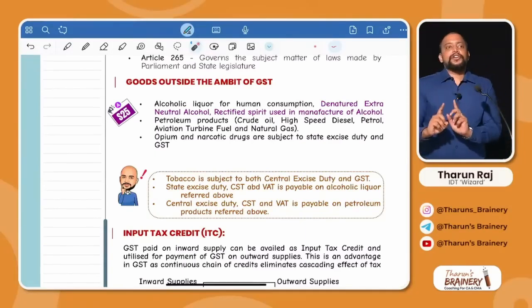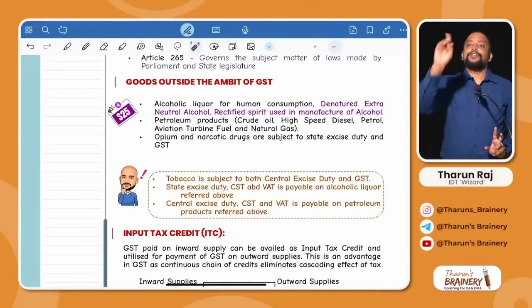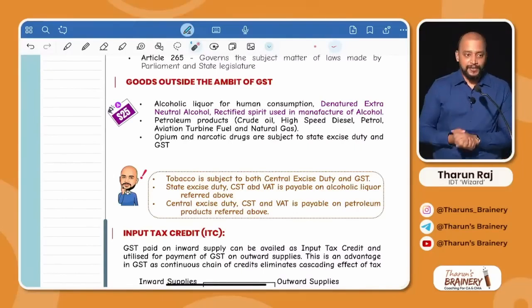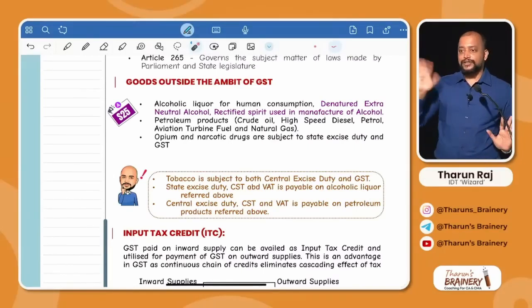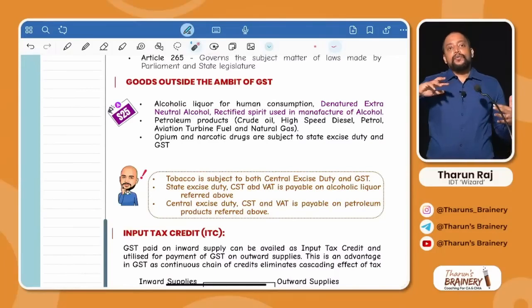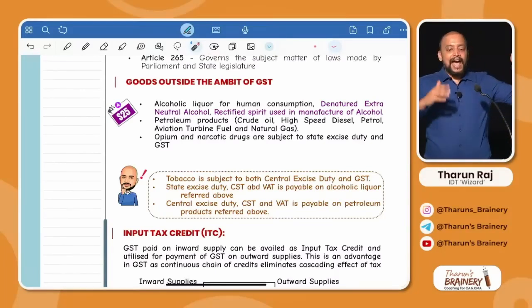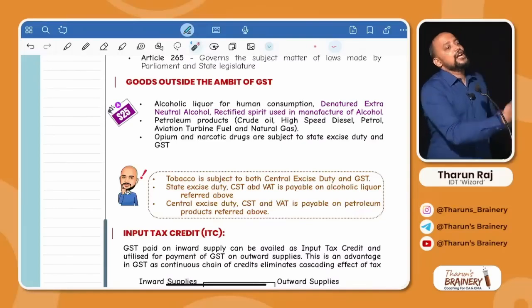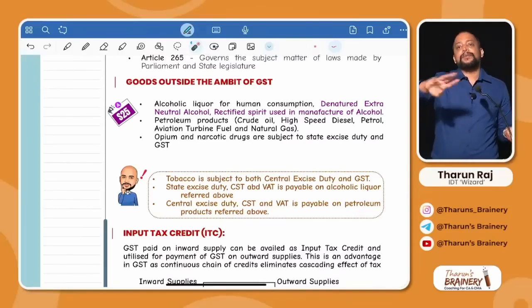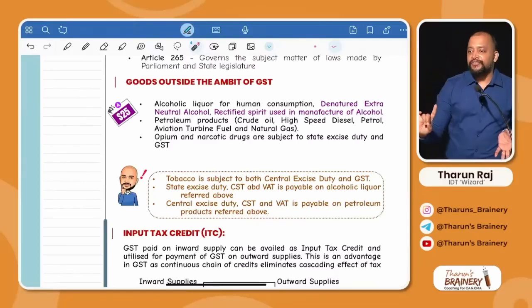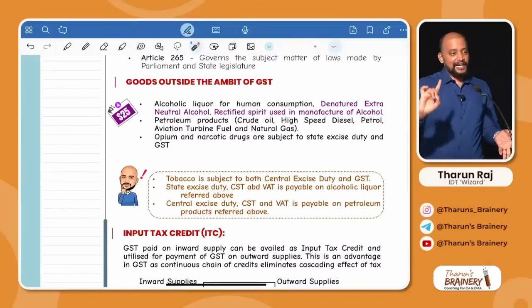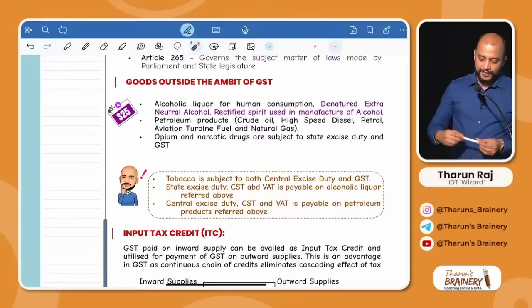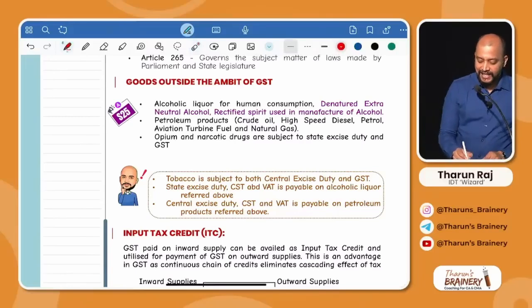What is the treatment of this raw material for the May 25 exam? If you get this, what should you write? Chargeable to GST. It is not excluded from GST. As the finished product is excluded from GST, they excluded the raw material also. That's why for the September 25 exam they added that point. But those who are writing for May 25, it is covered under GST.